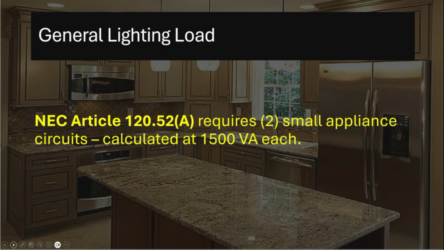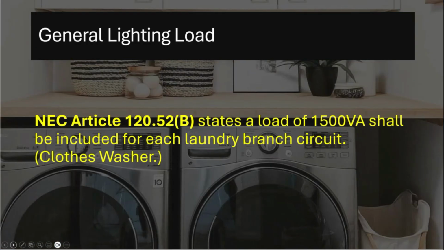Those are negligible loads. They're pretty low level. So Article 120.52A requires 2 small appliance circuits calculated at 1500 VA each. And that is the bare minimum. The code, of course, is the bare minimum. In a lot of kitchens, you're probably going to have more than that because you're just going to have more receptacles and have more of a load to deal with. Article 120.52B states a load of 1500 VA shall be included for each laundry branch circuit, also known as the clothes washer. So that's at 1500 VA also.